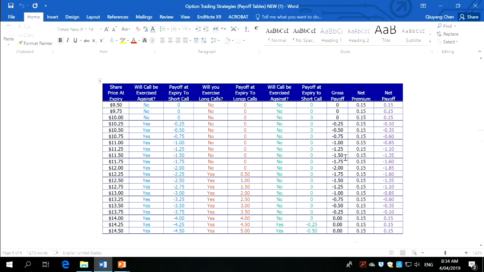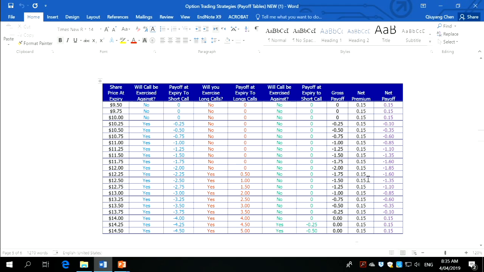But remember, in this strategy, we have a net positive premium. We received 15 cents, right? So we need to take that into account. Once you sum up this gross payoff column with the net premium, we'll get this purple column here. So basically, if the share price is really volatile, if the share price finishes high, above 14, the maximum gain we're going to get is 15 cents. That's the net premium we received upfront.